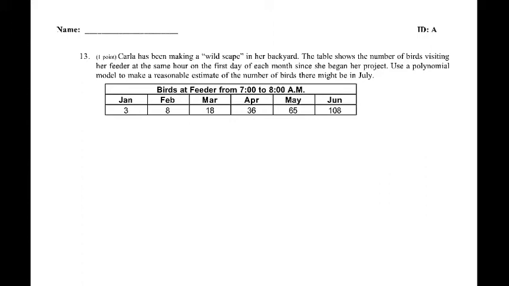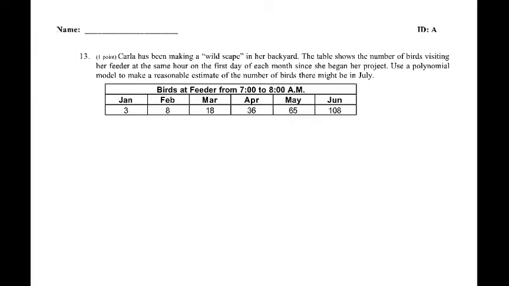Last one. Carla has been making a wildscape in her backyard. The table shows the number of birds visiting her feeder at the same hour on the first day of each month since she began her project. Use a polynomial model to make a reasonable estimate of the number of birds there might be in July.